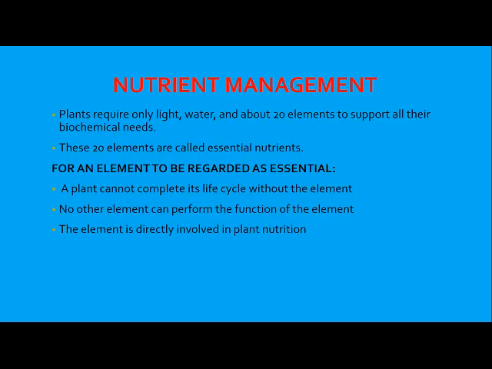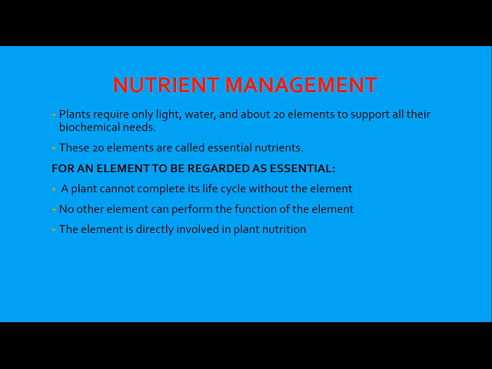Nutrient management. Plant has got very limited requirements, children. It needs sunlight, water, and about 20 elements to support all its biochemical needs. These 20 elements are called the essential nutrients.